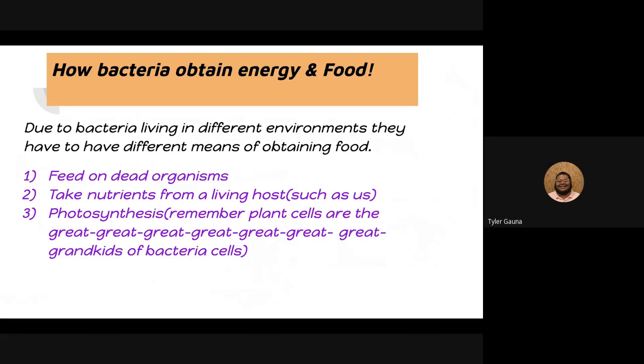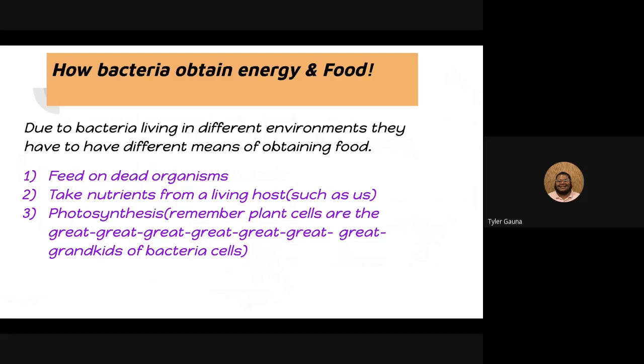They live in different environments. Just like humans, we all live in different environments. If we live in a colder environment, then we would what? We would eat the animals that lived in that colder environment. We would learn how to survive in those colder environments, just like bacteria do. You have some bacteria that feed on dead organisms. You have some bacteria that take nutrients from a living host, such as us, a symbiotic relationship, and then photosynthesis.